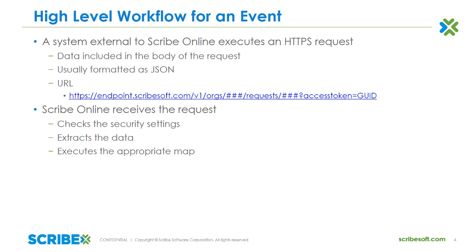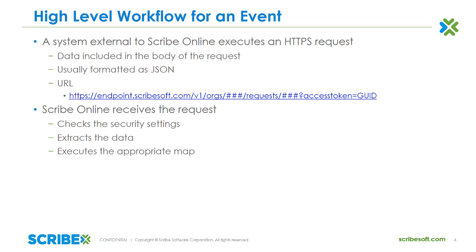So what we want to start off with is what a high-level workflow for an event looks like. And this is typical for your modern systems with REST calls and REST endpoints. So the event starts in a system that's going to be external to Scribe Online. So there's some outside system that's going to make a call to Scribe Online via the HTTPS request. What's going to happen in that is the data will be included in the body of that request. That request is usually formatted in JSON, although we can handle XML or other payload formats.